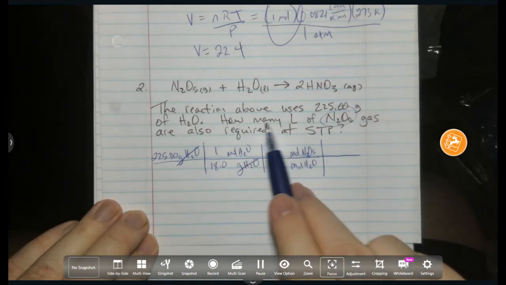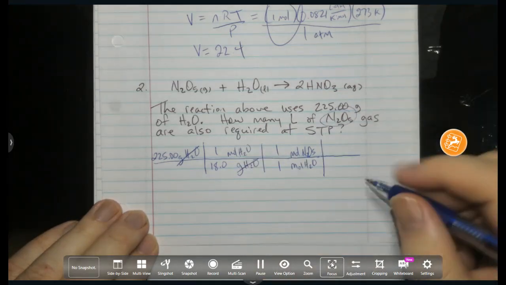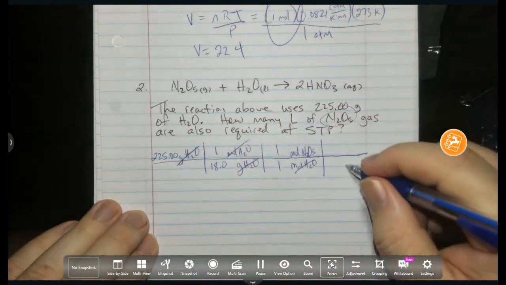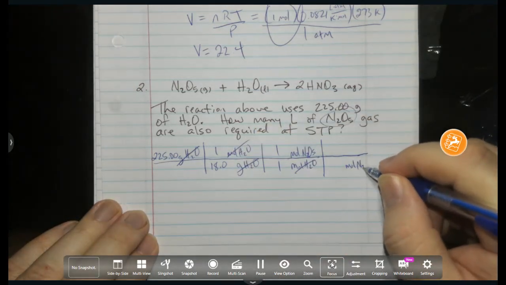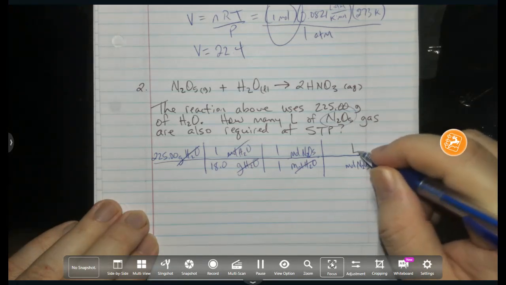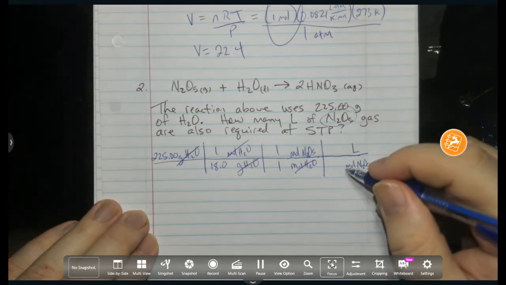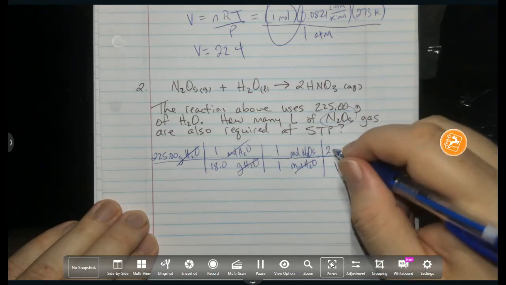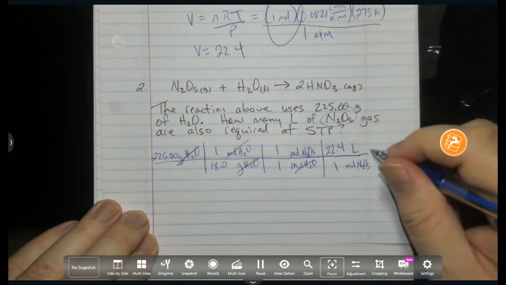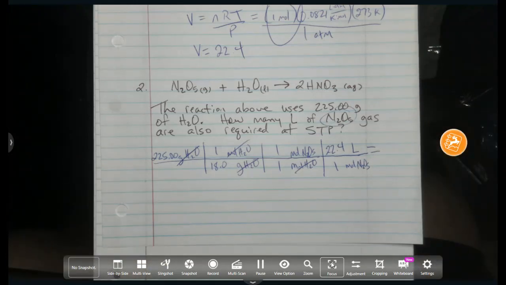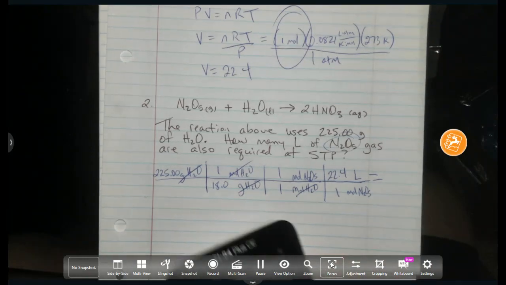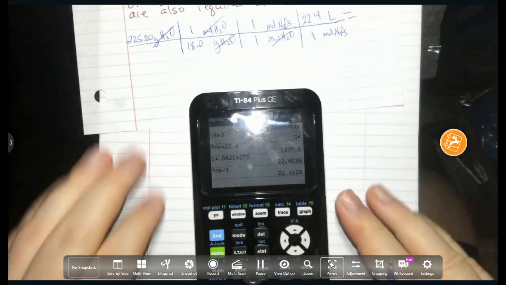The problem wants liters of that N2O5, so I need to polish this one off to get it out of moles. So I'm going to put moles of N2O5 down here, and I'm going to convert it to liters. And as we've just discussed, 1 mole of N2O5, any gas, has a volume of 22.4 at STP. So let's get our calculator back out. I'm going to run this one, and I'll write the answer down below it.